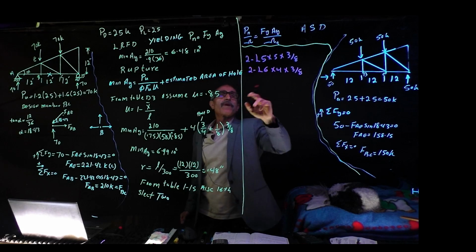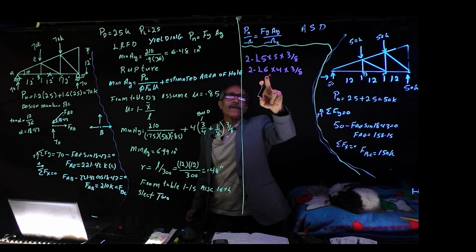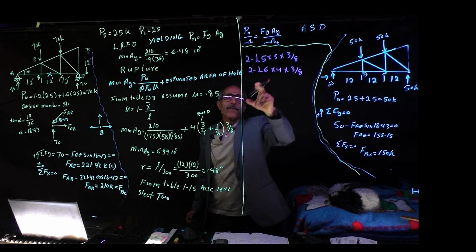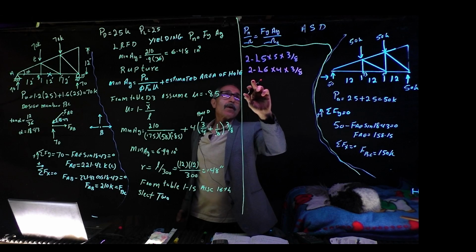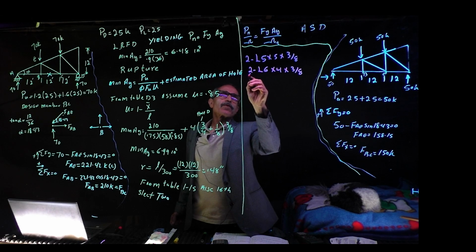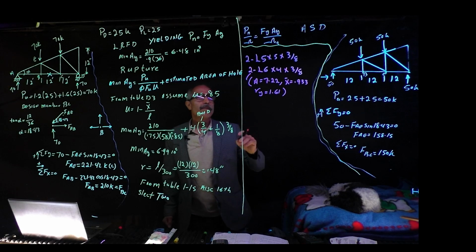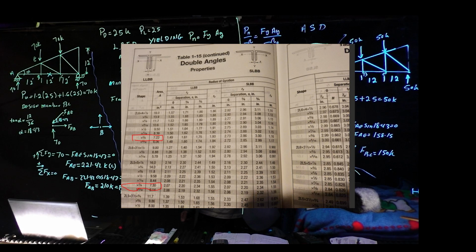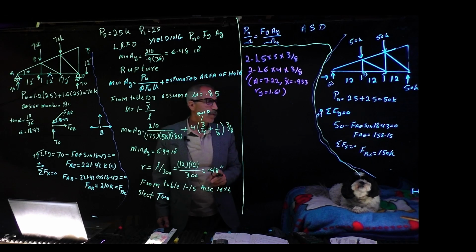So preferably, in this kind of situation, it really works better if you use 2 angles that are not the same length, because it's easier when you put the bolt in, and it makes it workable. So from the table, for this one right here, as you can see on the screen, the area comes out to be 7.22, x bar 0.993, and ry is equal to 1.61.